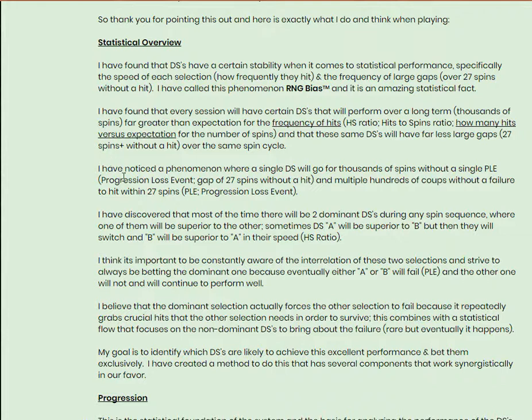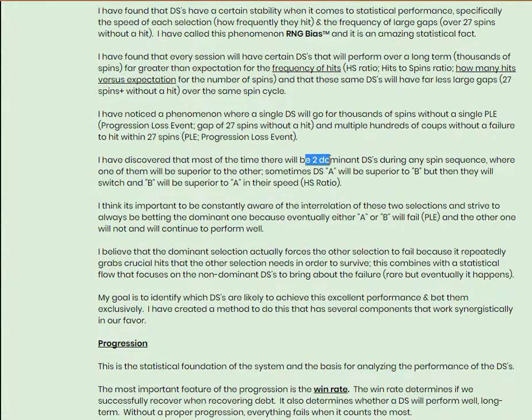And I can show you the pattern again and again. I'm going to show it to you. Again, thousands of spins without a large gap of 27 spins. That's it. And so thousands and hundreds of coups without this gap, because of this RNG bias, where these groups of numbers are performing this way. And there is a phenomenon that it exists. It always exists. I'll show you a group A and a group B.